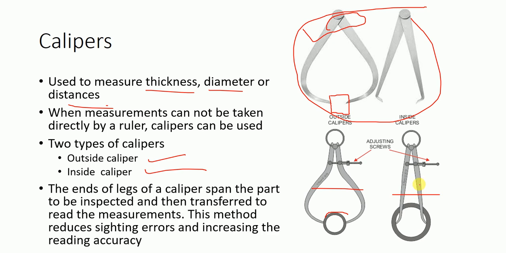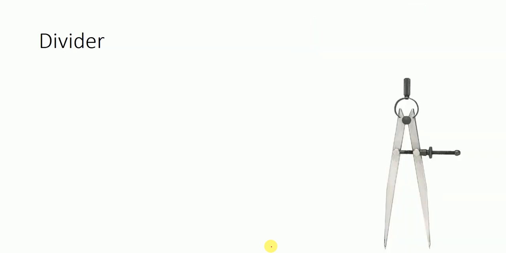The ends of the legs of a caliper span the part to be inspected and are then transferred to read the measurements. This method reduces sighting errors and increases the reading accuracy. So this is the benefit of using this caliper. The next non-precision type of linear measuring instrument is the divider.